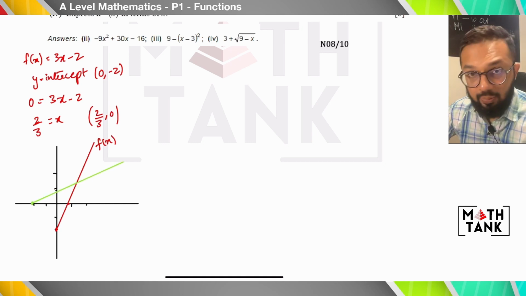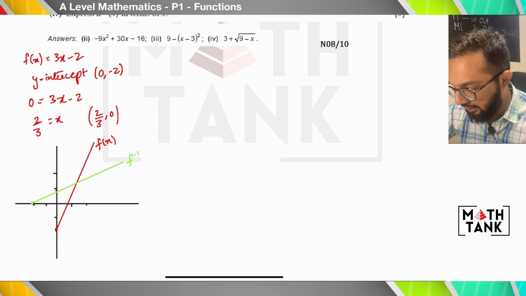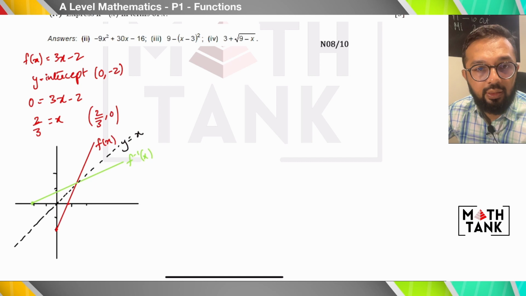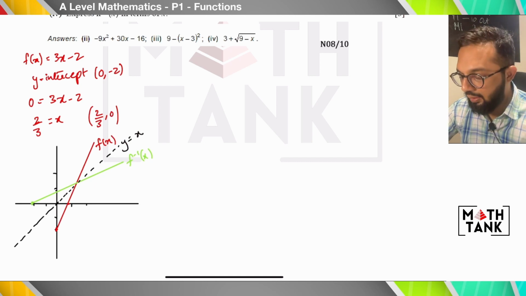Okay, then if I want to make the relationship clear, I can just say that I am going to draw the line y equals x in the middle. Remember that it always passes through this common point, and therefore that's the relationship between the two graphs.